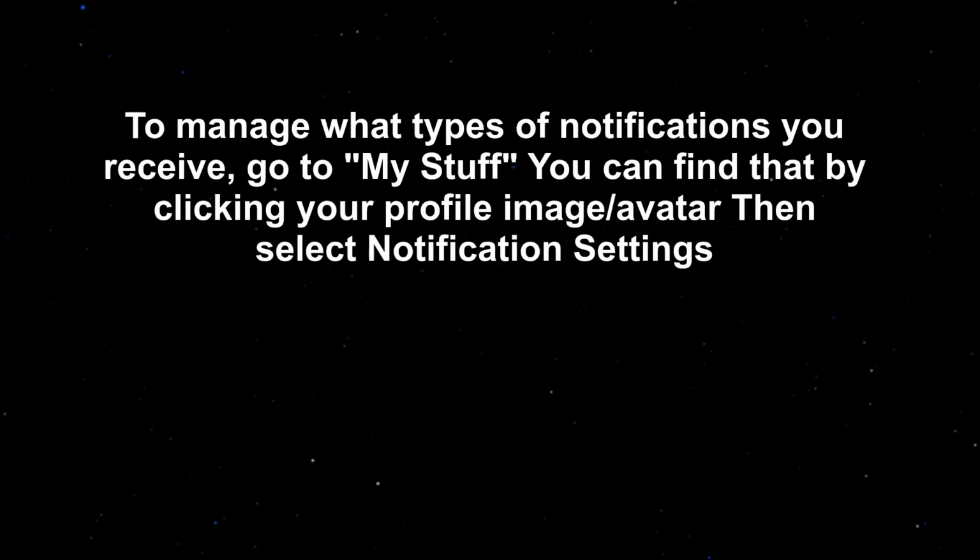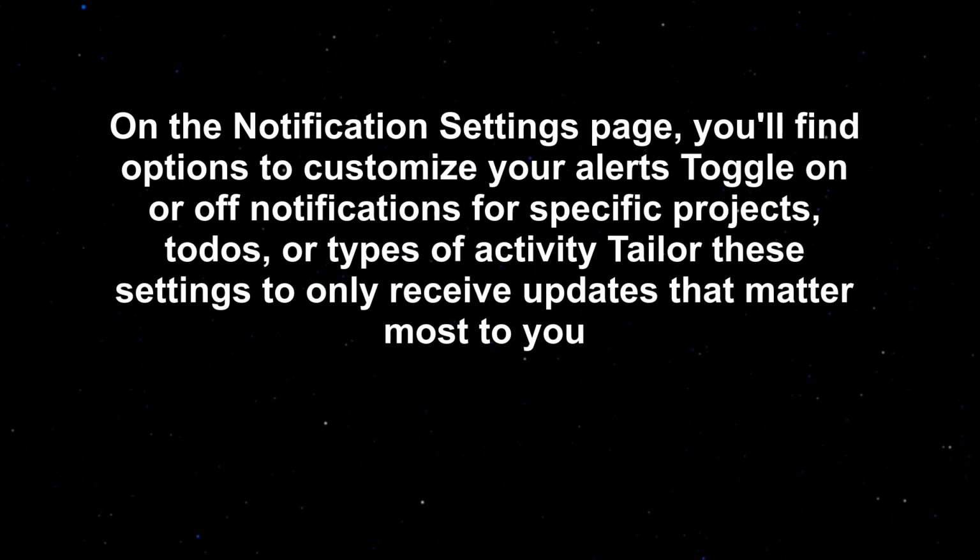To manage what types of notifications you receive, go to My Stuff. You can find that by clicking your profile image, avatar, then select Notification Settings. On the Notification Settings page, you'll find options to customize your alerts. Toggle on or off notifications for specific projects, to-dos, or types of activity. Tailor these settings to only receive updates that matter most to you.